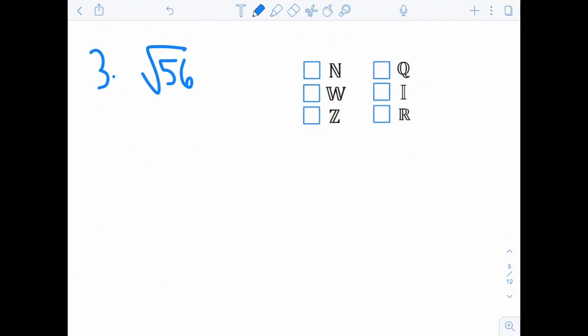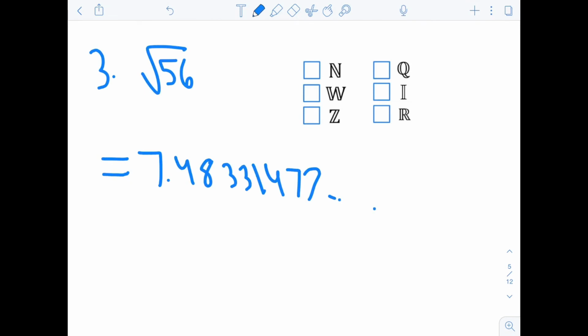What about the square root of 56? So some factors of 56 are 1 and 56, there's 7 and 8, there's 2 and 28, but I can't think of any two whole numbers that are the same that multiply to 56. So let's put this into our calculator. So if you do, you get 7.48331477 and so on.